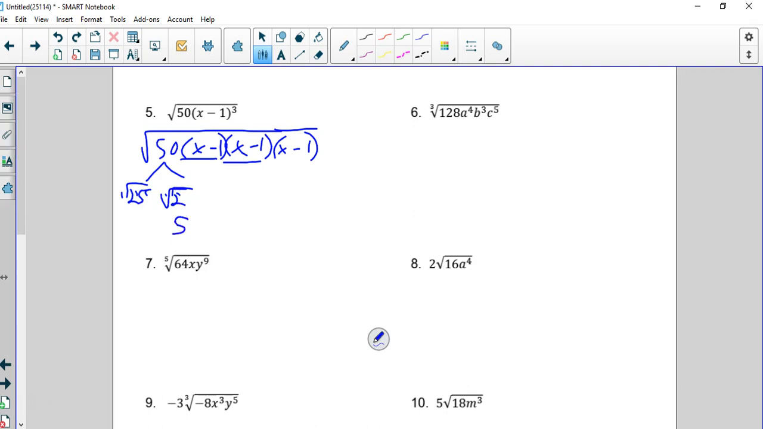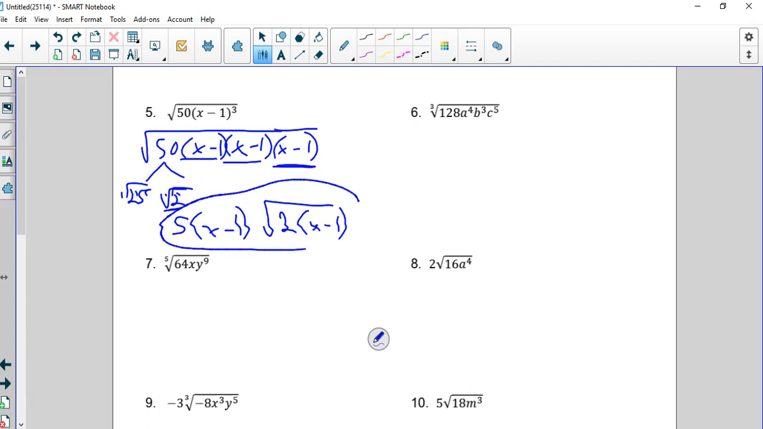Here. 5. Then we're going to bring out, nope, still happening, x minus 1. Believe me, that's x minus 1. Now, what's left inside? Well, the 2 is still stuck inside, and yes, that is a 2, and then x minus 1. Because this 1 got left behind, and this 2 got stuck inside. That is simplified.